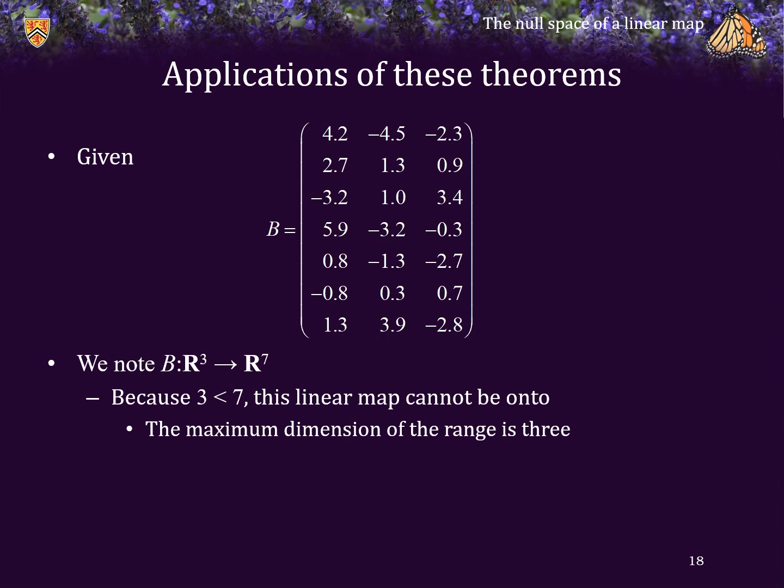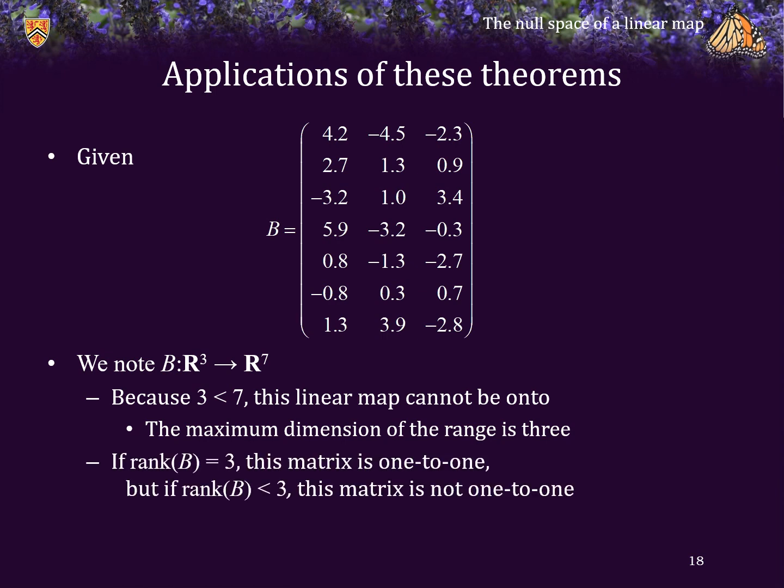If the rank of the matrix is less than 3, then the dimension of the range may be even smaller. If the rank of the matrix is 3, then this matrix is 1-to-1, but if the rank of the matrix is less than 3, then there is at least one free variable, and consequently this matrix is not 1-to-1.